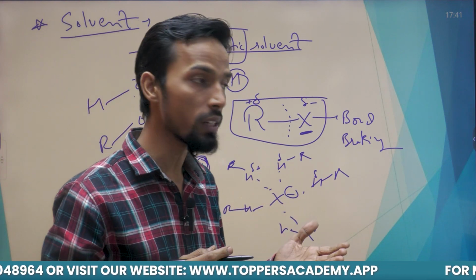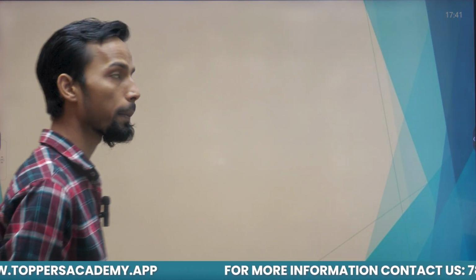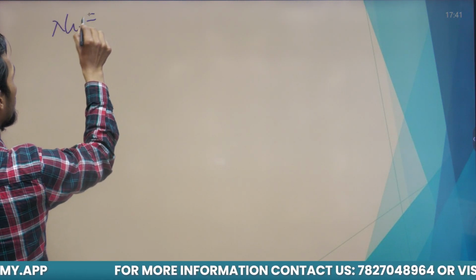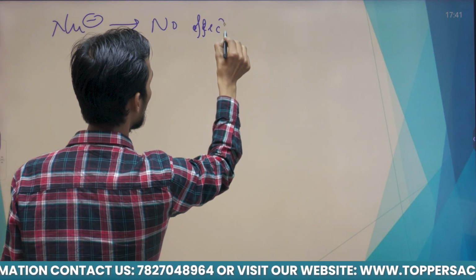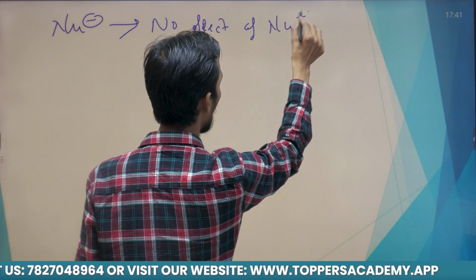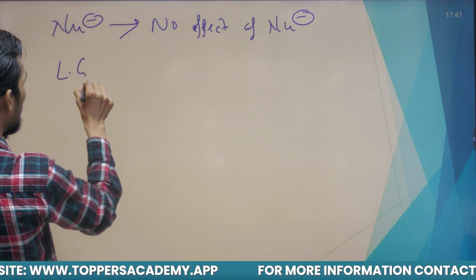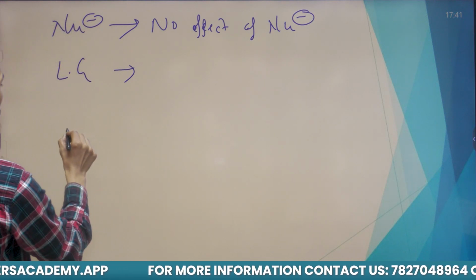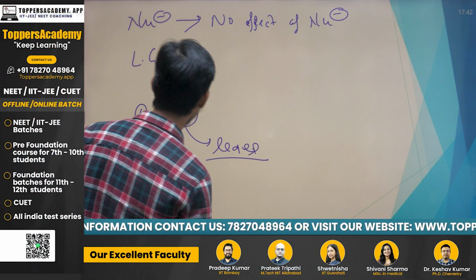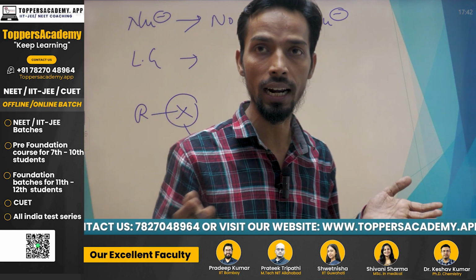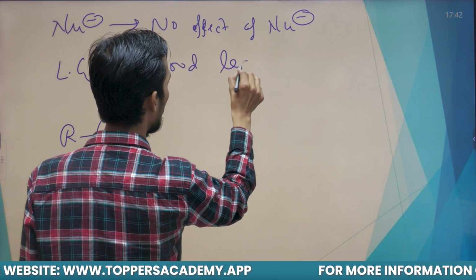But when we discuss SN2, we will see that it needs a polar aprotic solvent. When we see the nucleophile, in SN1 there is no effect of the nucleophile, because the reaction is dependent only on the substrate, so it doesn't affect the rate of reaction. And for the leaving group, we need a good leaving group, because in RX, this needs to leave. If it is leaving, then only another group is going to come.